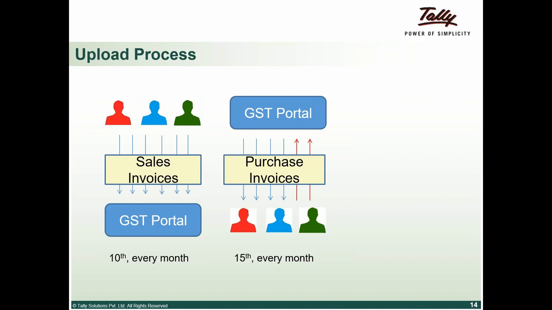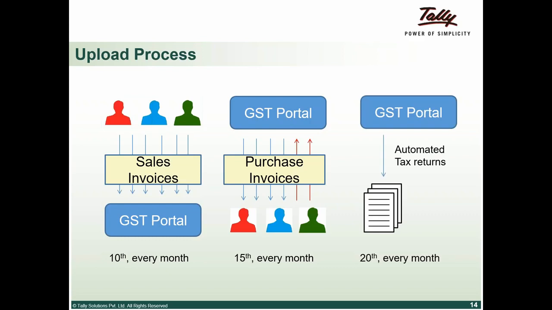Now you will see these 2 red lines which are going up. This is what I was mentioning earlier, that in case you have any purchase invoice which has not been declared by the selling dealer, there is a provision in the form where you can say, okay, these are additional purchase invoices from these people that I have purchased, and you have to upload this by 15th of every month.